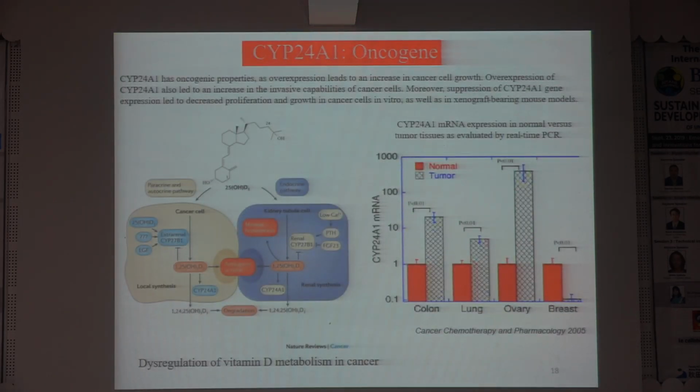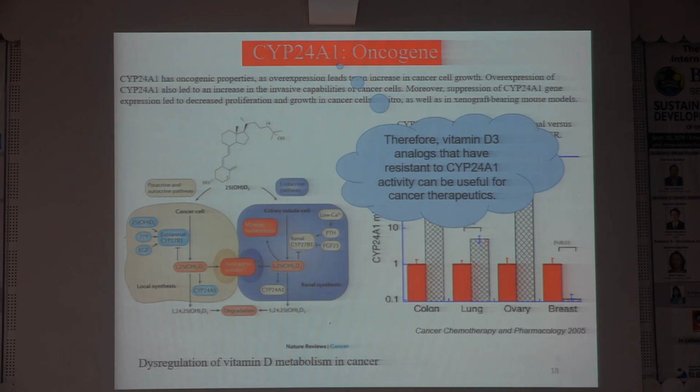And recently, CYP24A1 is also proved to have oncogenic properties. And in the graph, you can see the CYP24 mRNA expression is increased in various types of cancers. So this enzyme is very important, or we can develop the vitamin D3 analogs that have resistance to this enzyme. So these analogs can further be used for cancer therapeutics.